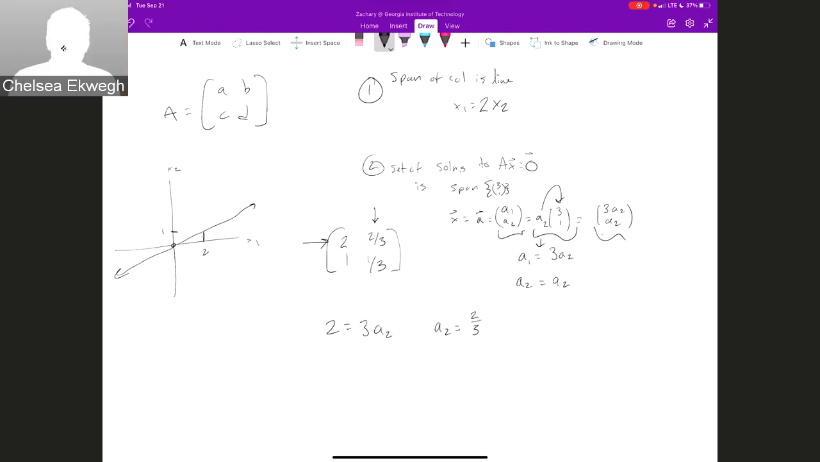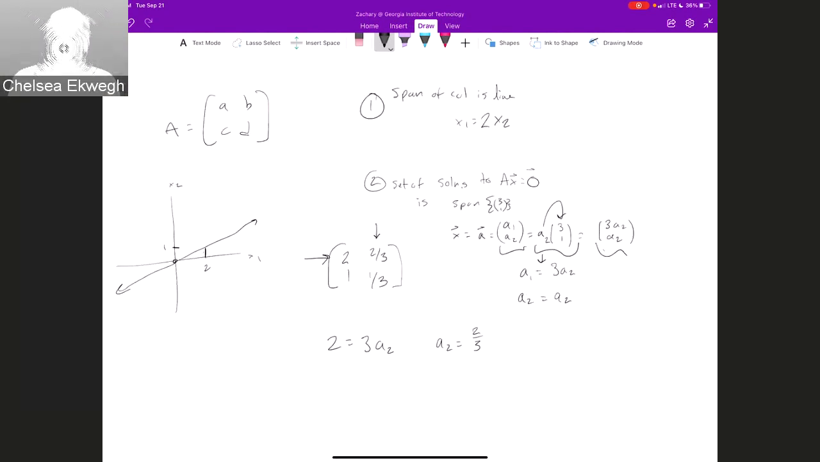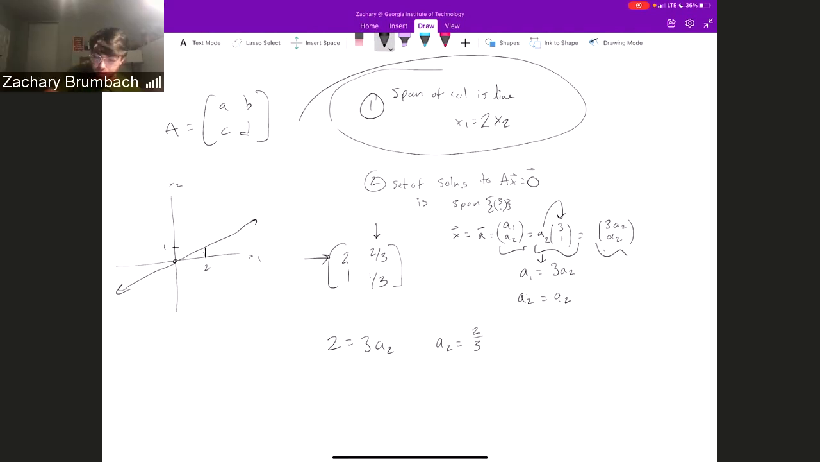I have a question. Yeah. So for 2 and 1, can you just pick any numbers, or did it have to be 2 and 1? It had to be any numbers such that it satisfied this first condition: the span of the columns is the line x1 equals 2x2. We could have picked 1,000,000 and 500 billion, or pi over 2, so long as it satisfies the condition that x1 equals 2x2.